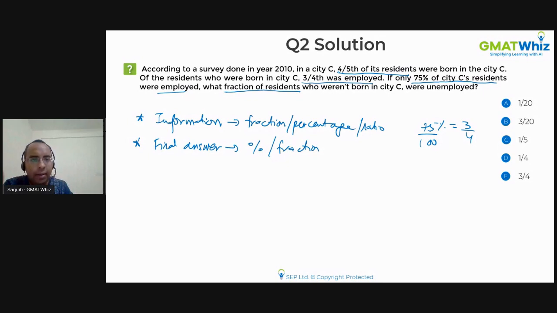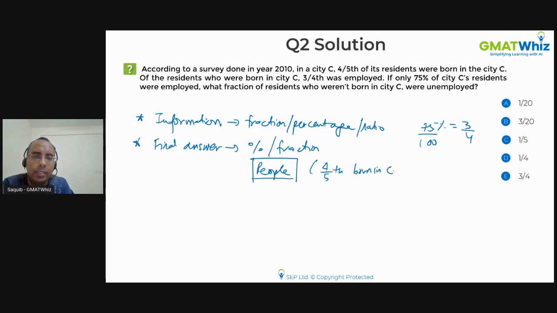Now, I'll read it again and I'll show you how I would have solved this question. So here I'm given, according to a survey done in the year 2010, in a city C, 4/5 of its residents were born in the city C. So city C has a certain number of people, okay, let's say I'm thinking like this, and they're saying 4/5 of it, really sorry, let me write it a bit more properly. 4/5 of it, they were born in the same city, born in city C.